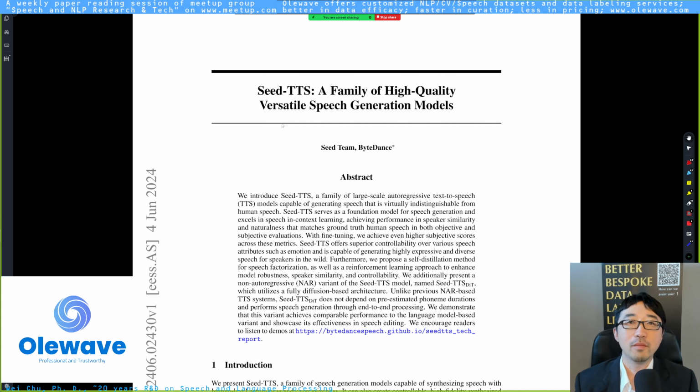Today, we're gonna be reading a classic paper. Its title is Seed-TTS, a family of high-quality versatile speech generation models.